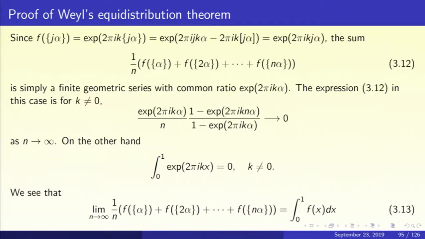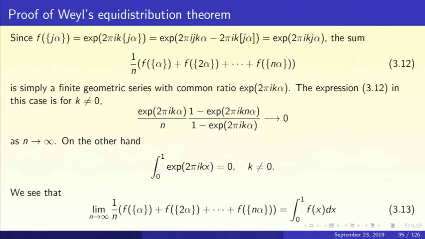On the other hand, integral 0 to 1 f x dx is what? Integral 0 to 1 e to the power 2 pi i k x dx, which is 0 if k is not equal to 0. So we have checked 3.13. We have checked that limit as n tends to infinity 1 upon n f of {alpha} plus f of {2 alpha} plus etc. plus f of {n alpha} equals integral 0 to 1 f x dx. The theorem has been verified for the special case when f x is e to the power 2 pi i k x.